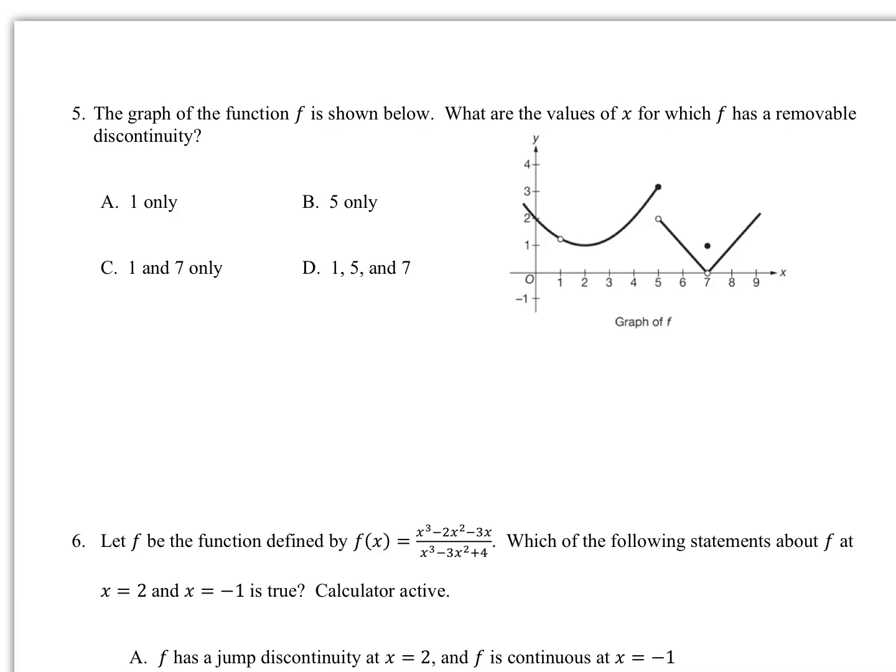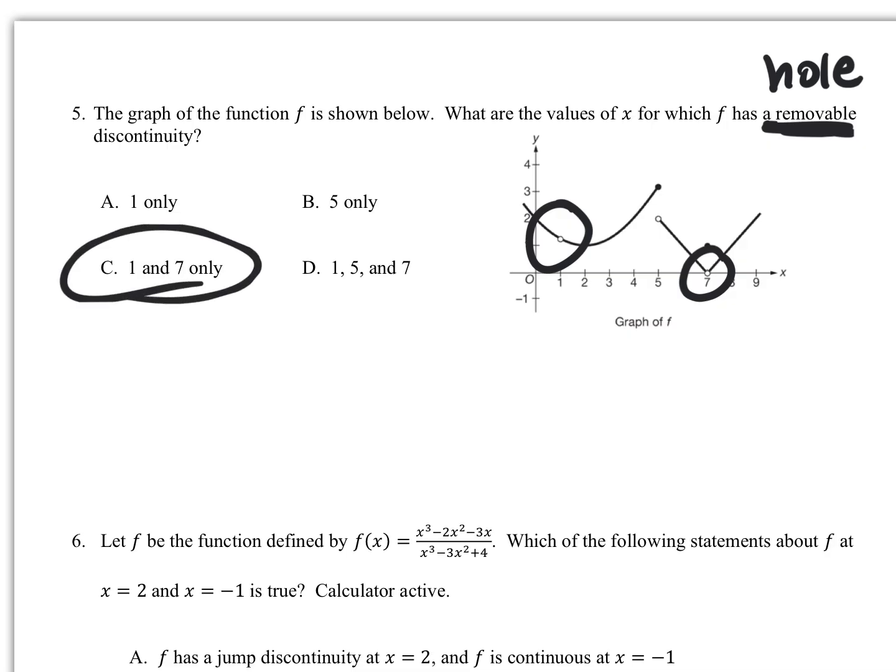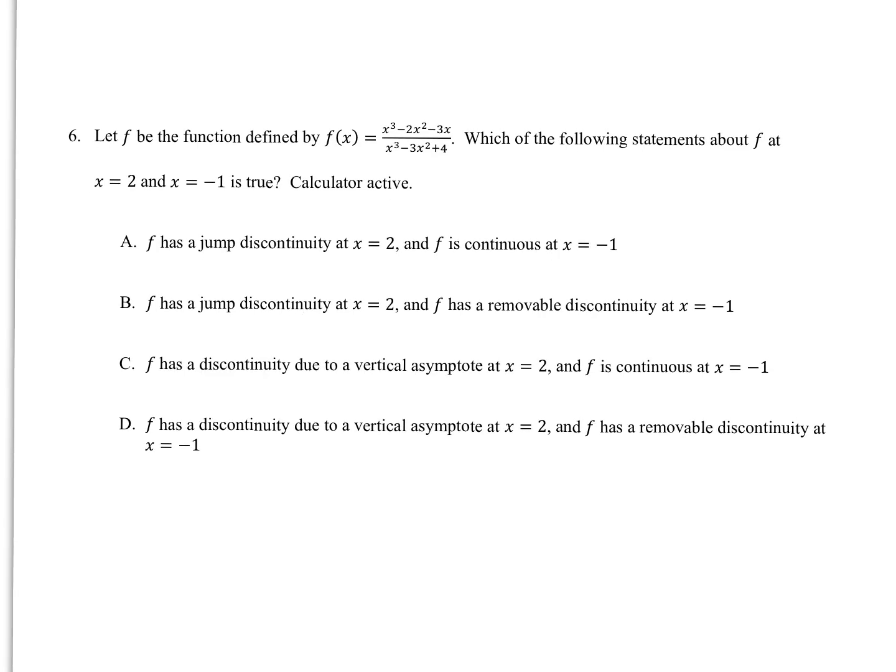The graph of f is shown below. Which of the following values has a removable discontinuity? As soon as you see this, just go look for a hole. Removable just means a hole or a point. At what x value do we just have a hole? I see 1 and 7 has a hole. 1 and 7, what are we digging? A, B, C, or D? Yup. What if this question asks for a non-removable? Non-removable means a jump discontinuity. At what x do I have a jump discontinuity? 5. Good.